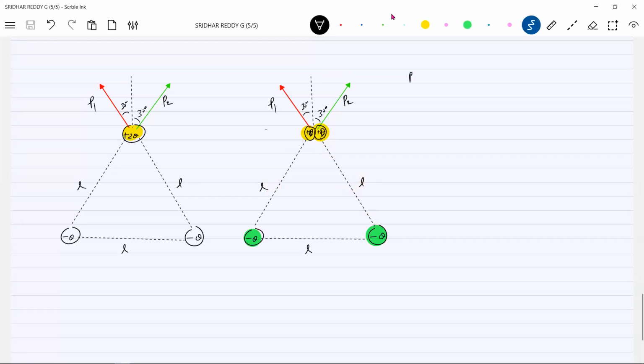So what can be the value of P1? P1, P2 is equal to L into Q. So then the net dipole moment is equal to 2P1 cos 30. What is P1? P1 is equal to L into Q, and cos 30 is root 3 by 2. So this will become QL root 3.